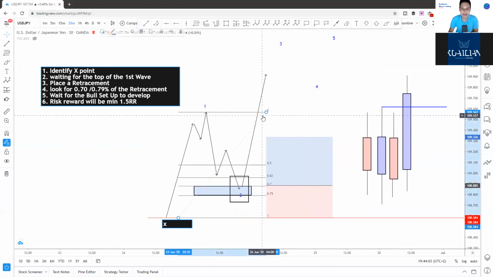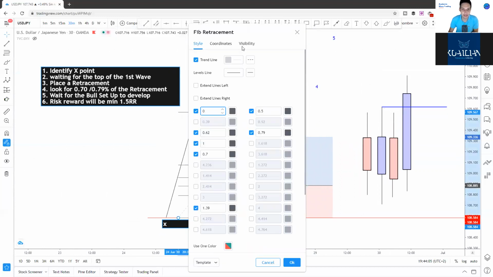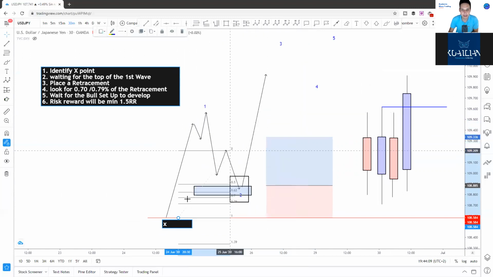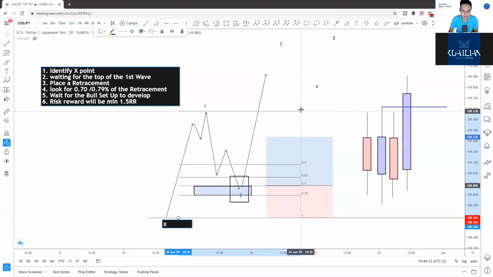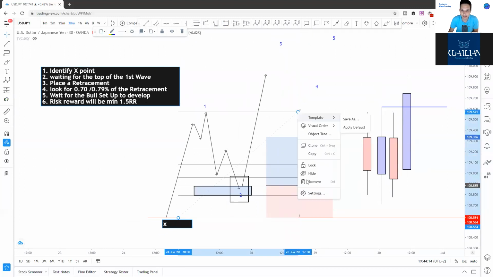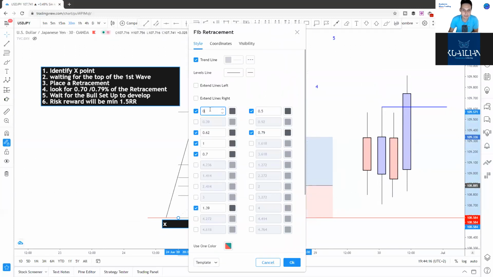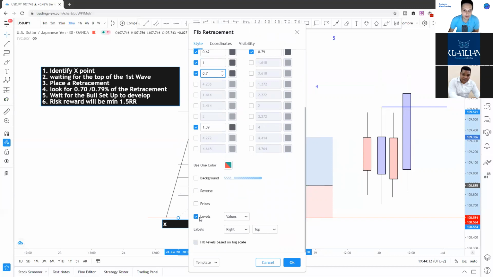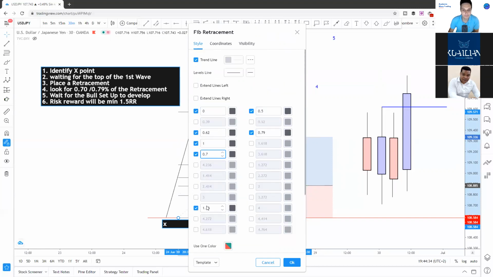Good, great. Another important thing here is the fib levels. As soon as we place the retracement, right click, settings, and then we just place it here. You can place it the same as I have. This is very important, because if you don't have the same things, then it's quite complicated to do the same analysis, yeah?